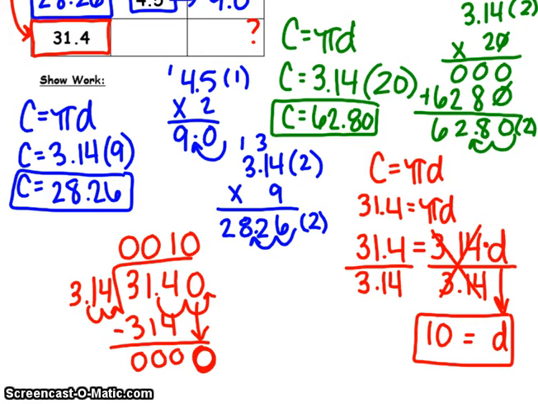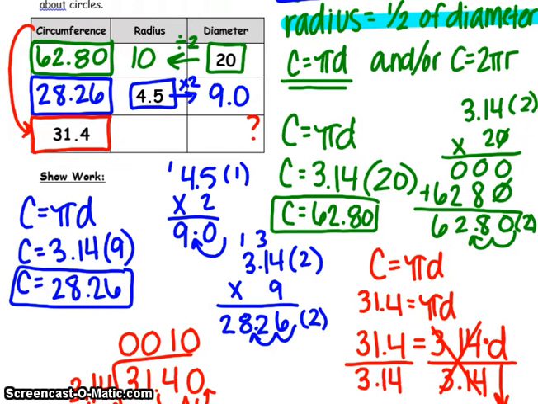So what I need to do is place that where it goes in my diameter here. I found 10 as my diameter, but now I have to find my radius. In order for me to find my radius, remember that your radius is half of your diameter. So if I cut 10 in half, or I divide by 2, 10 divided by 2 gives me 5.